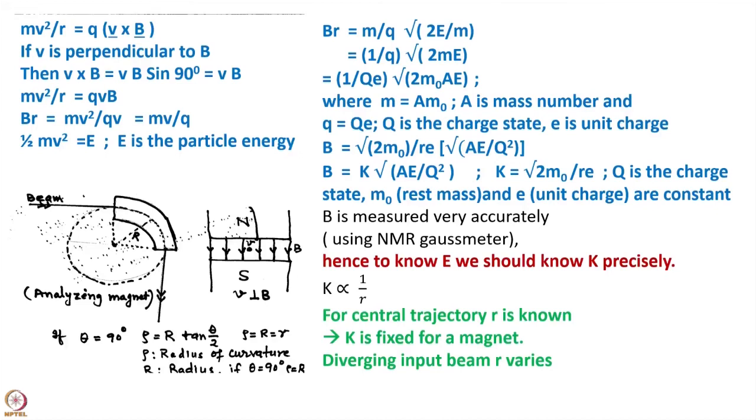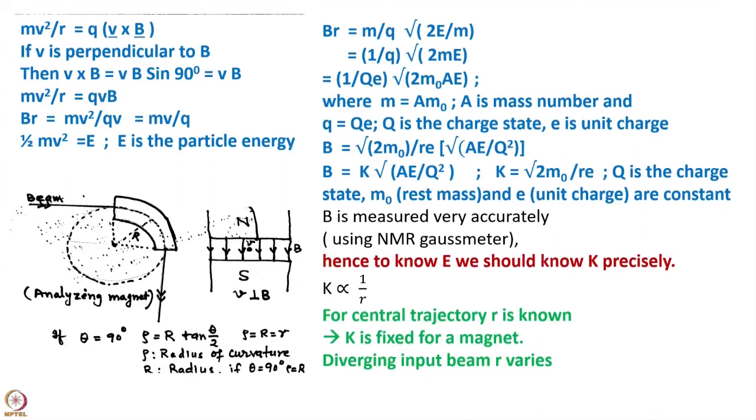This can also be written as B is equal to K times root of AE by Q square, where Q is the charge state now, and the rest of the factors have been absorbed in K. Because for any magnet, the radius of curvature is fixed, and M naught is fixed. So for any system, these parameters are fixed, and this is equal to K. So for a particular magnet, the K value is fixed, because K is given as root of 2 M naught divided by Re. So these are all fixed parameters, so K has to be fixed. And therefore, B is equal to this.